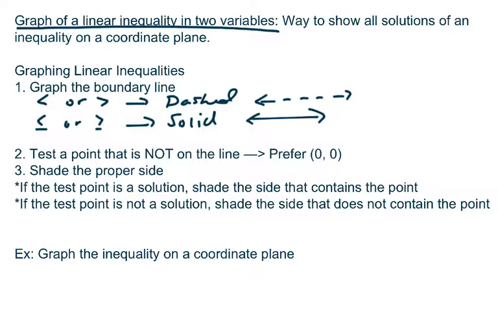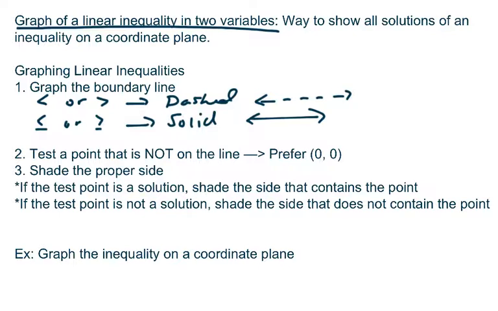You don't have to worry about the dashed line. If you do not have the "or equal to" part, see how this one does and this one does not. If it does not, you're going to have a dashed line. That would be the equivalent of the open circle. Okay, so once we get the boundary line drawn, we're going to do step number 2.